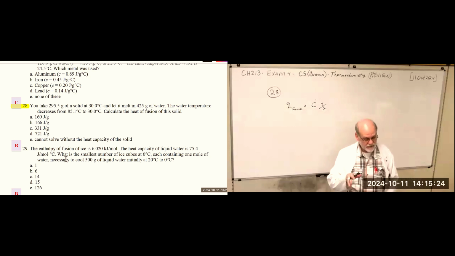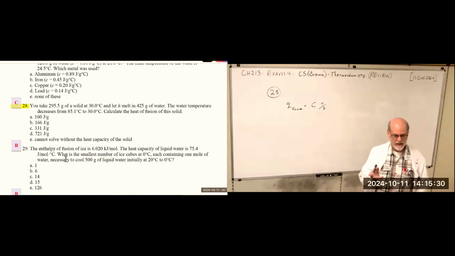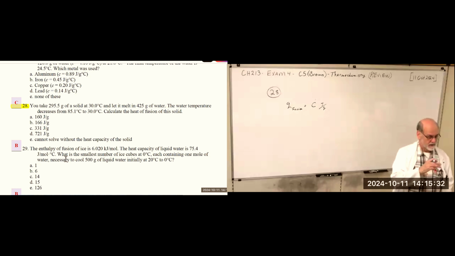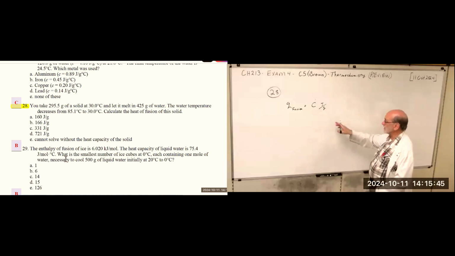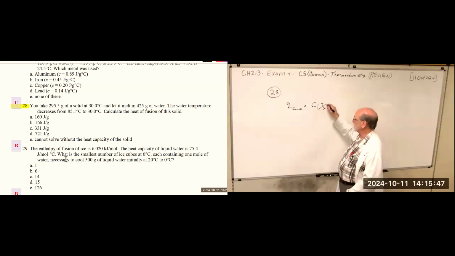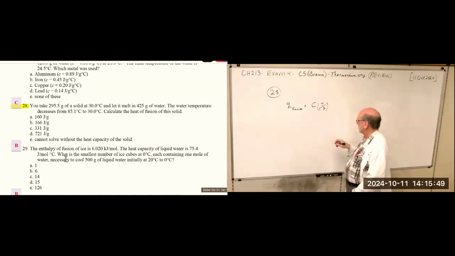Because when you melt something, the temperature doesn't change. Right? That's why I insisted that if you wanted to know the freezing point of water in our previous lab, you got to be sure you have solid ice and water together. As long as they're both there together, temperature doesn't change. So we don't need a temperature term for this one. This is some value here.